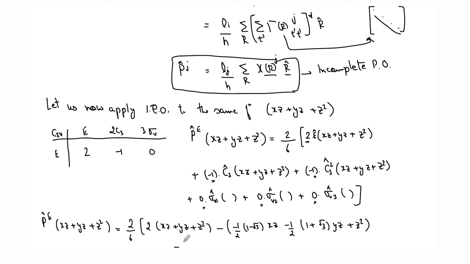Okay, and similarly we will get a negative sign, and then the effect of C3 square on this. The effect of C3 square is minus half 1 plus root 3 xz, and we will have plus half root 3 minus 1 yz plus z square, and then the big bracket is closed.